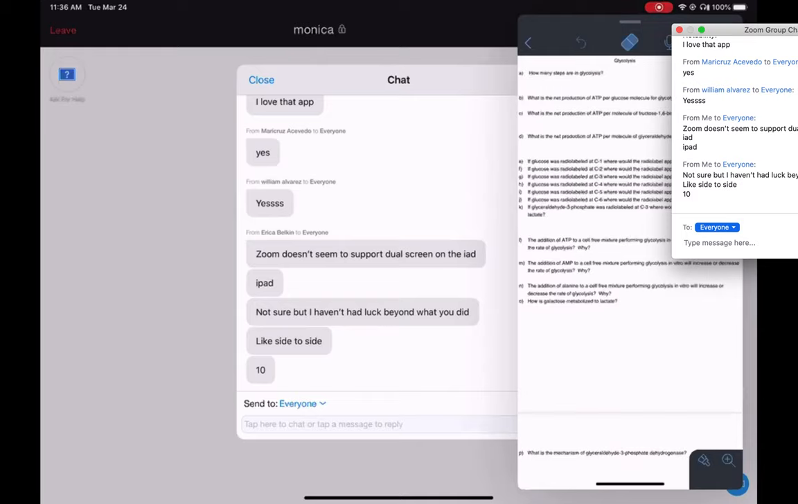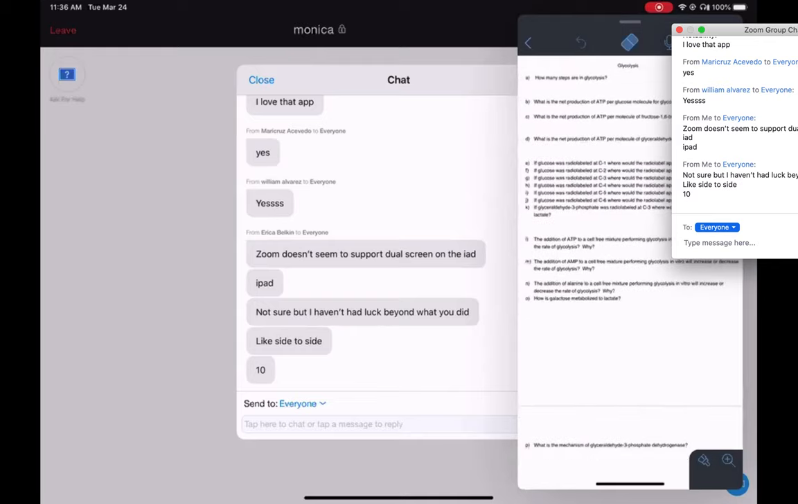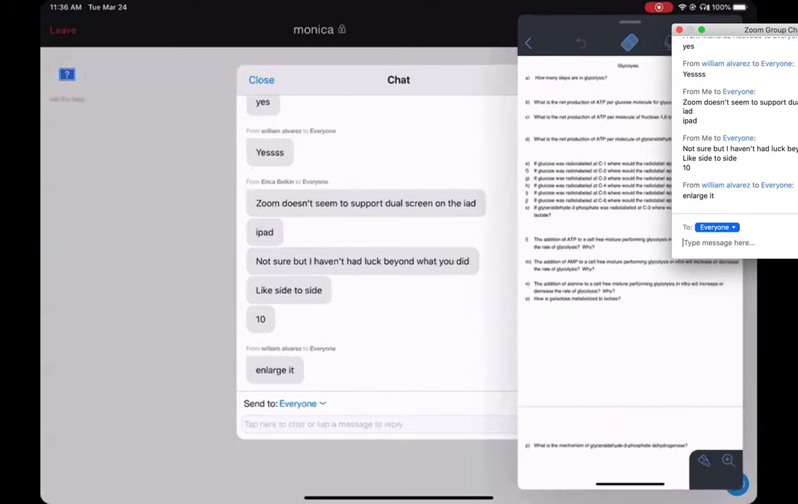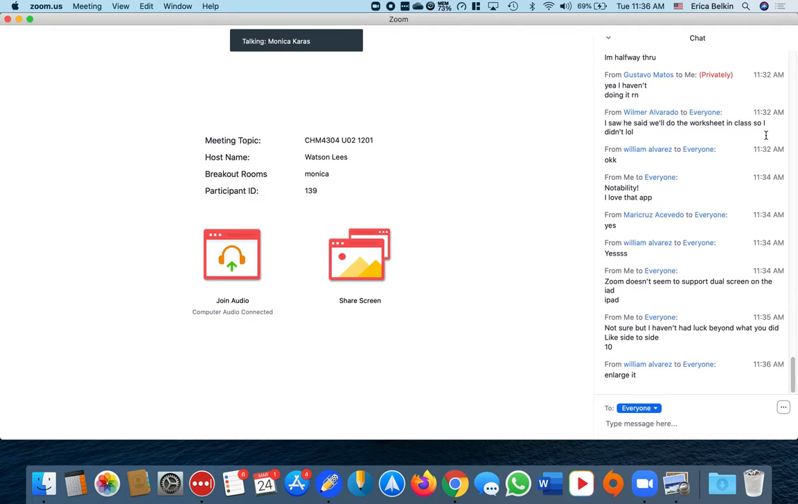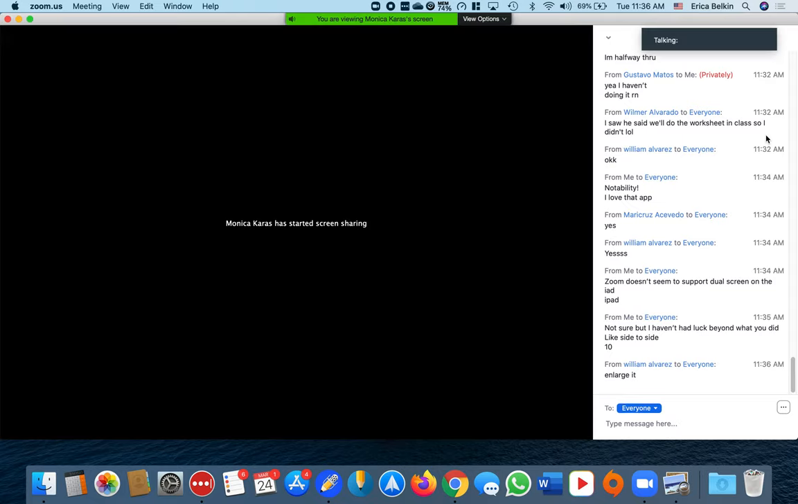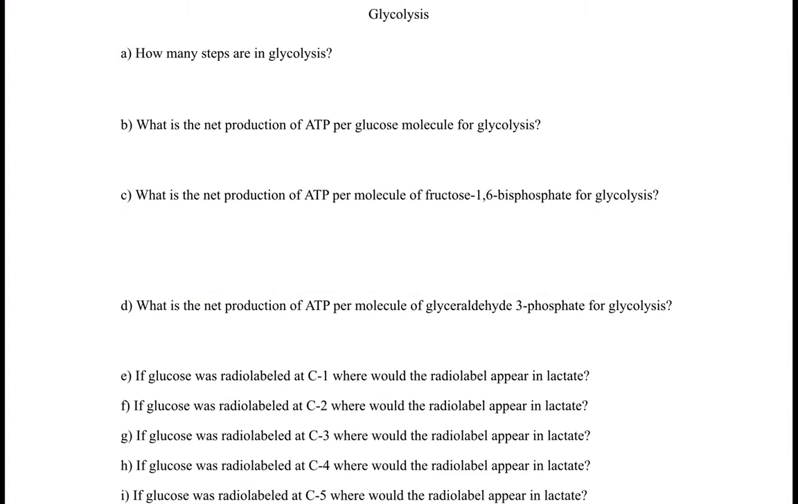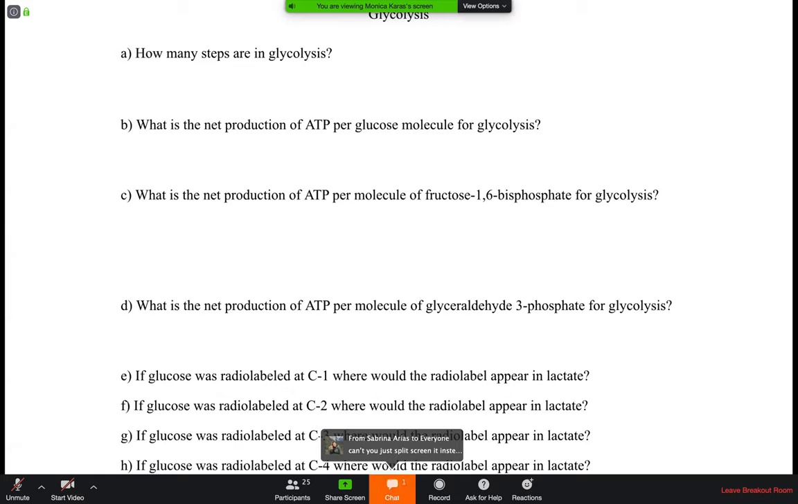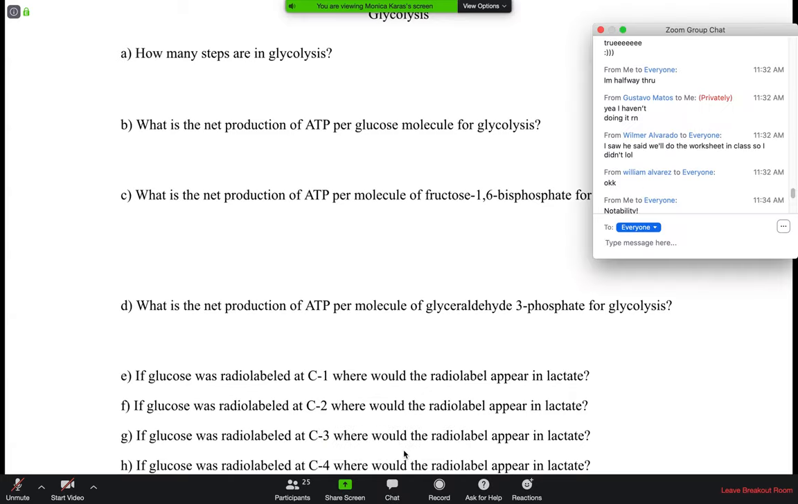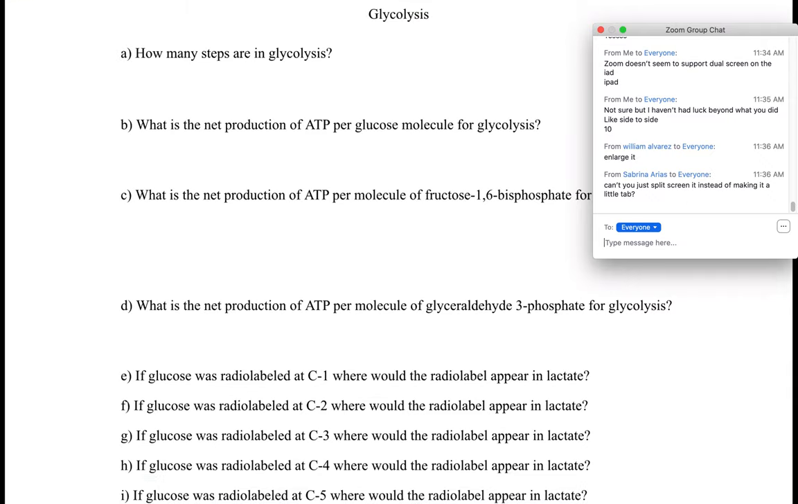William, can you see it like that? Or do you want to enlarge it? Okay. So, I mean, I'll just do it through Zoom for now. And then when we go over it, I'll switch to Notability. Tried making it split screen for some reason, it wouldn't let me. And let me see.